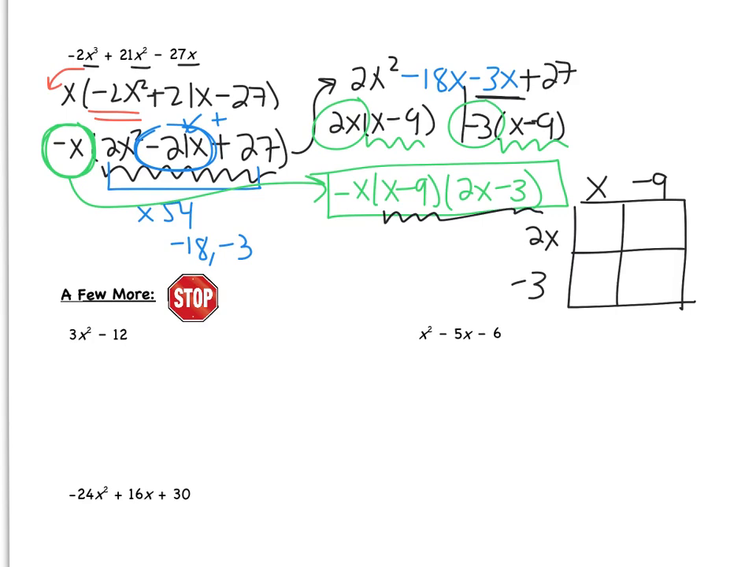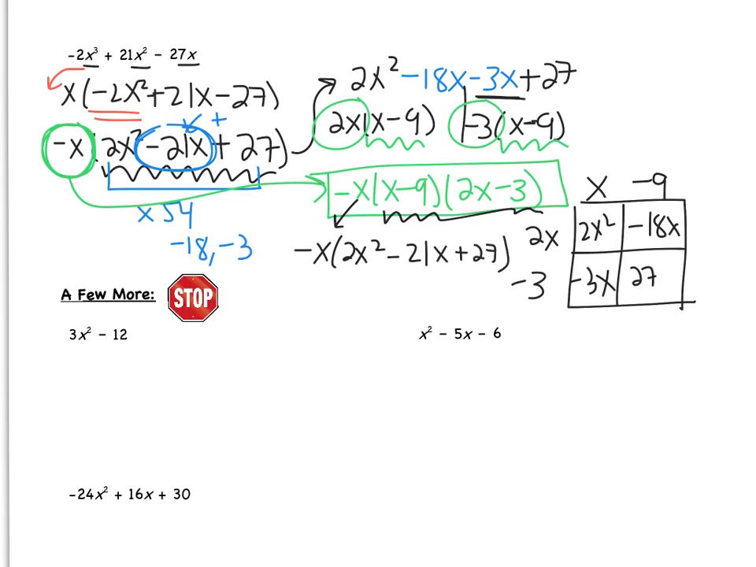If I multiply 2x and x, I get 2x squared. If I multiply 2x and 9, I get negative 18x. Negative 3 times x is negative 3x, and then I get a 27. So right now I have negative x from here. When I combine my like terms, I get 2x squared minus 21x plus 27.